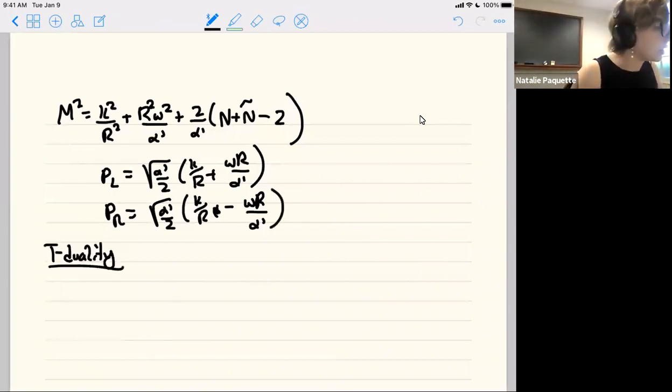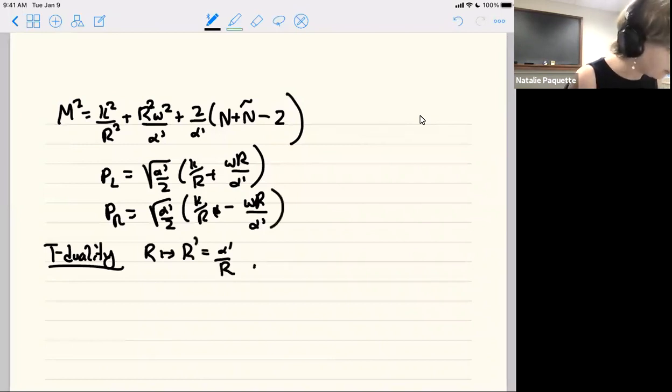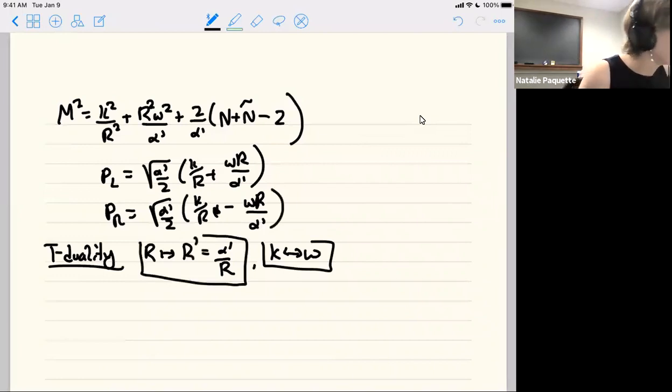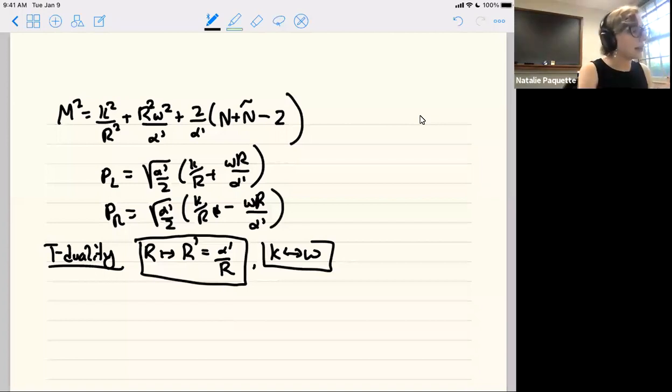This mass shell condition is invariant if I replace R with R prime, which is alpha prime over R, provided I also swap the momentum and winding modes of the circle. So the spectrum of particles is identical if we compactify on a circle of radius R, or if we compactify on a circle of radius alpha prime over R, provided we also exchange the momentum and winding quantum numbers.